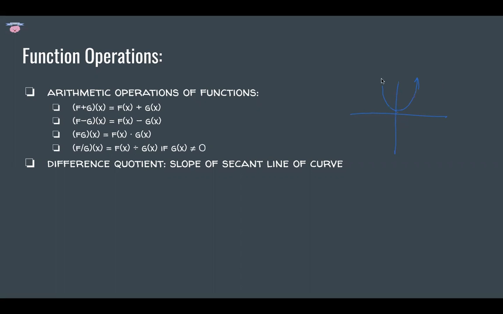If we have the quadratic function, the slope of a secant line, let me switch colors, would be something like that. And see, it intersects it twice, so it's a secant line. Tangent lines, which we'll be talking about in calculus, would intersect it exactly once.